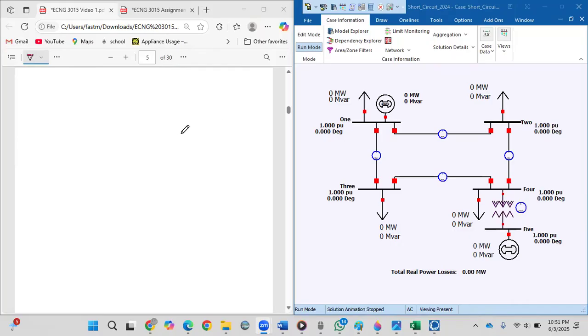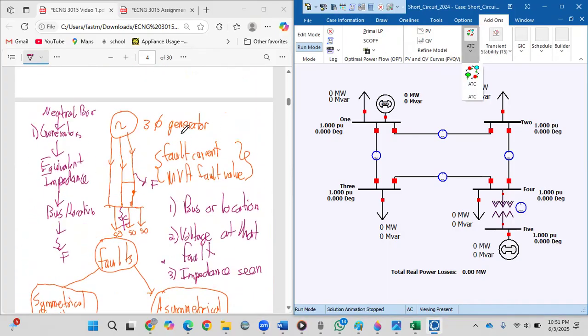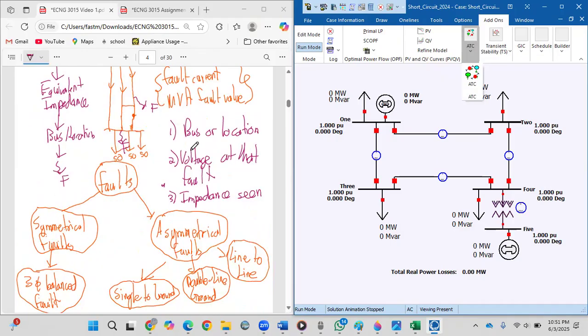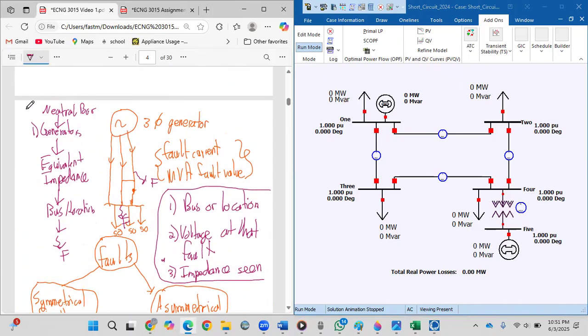Alright, so last video basically went through faults. We went through the types of faults and some important stuff that you need to pay attention to while doing fault analysis. And we also went through the sequence of steps that you go through if you were to plot the equivalent circuit for the fault. So you have your neutral bar, your generators, then your equivalent impedance seen in between, then the location or the bus in which the fault occurs, then the squiggle and the F connected.